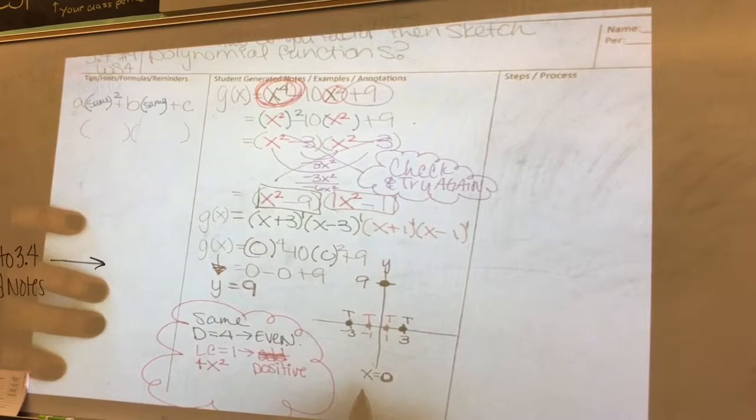Why'd you erase odd and put positive? Because we don't care that the leading coefficient is odd. We only care if it's positive or negative, because the leading coefficient tells us the stretch. And if it's a positive stretch, we stretch up. If it's a negative stretch, we stretch down.